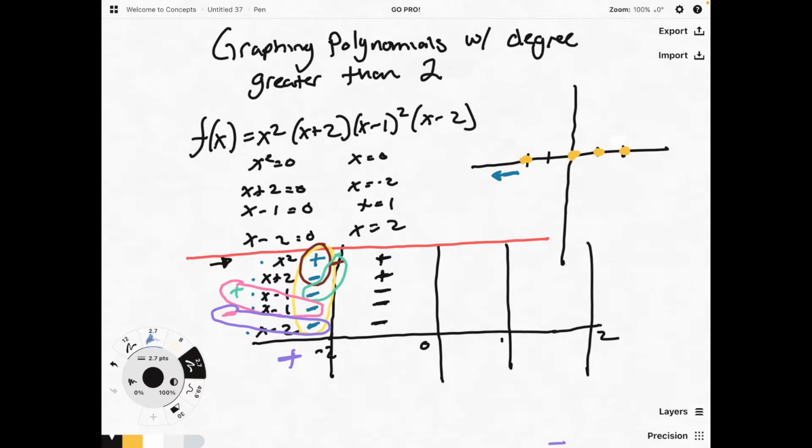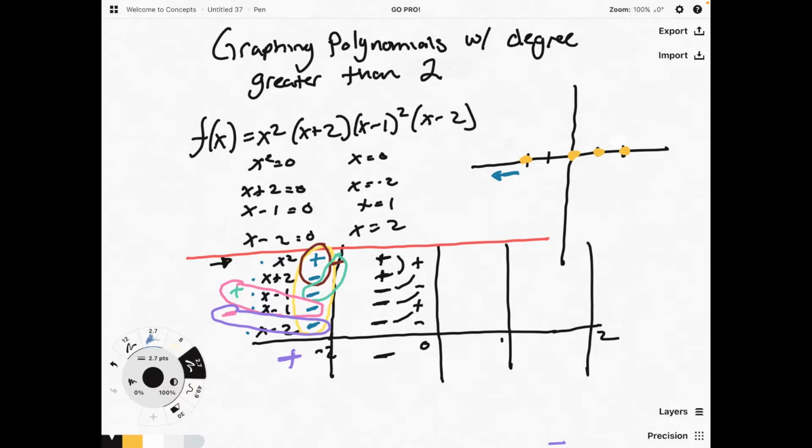Next, what we need to do is multiply these signs together, which is going to determine the direction between the -2 and 0 intercepts. We take the positive multiplied by the positive, and that's going to be a positive. And then we're going to multiply the positive by the negative. That's going to be negative. A negative times a negative is a positive, and then a positive times a negative is a negative, which means our total overall sign is a negative.